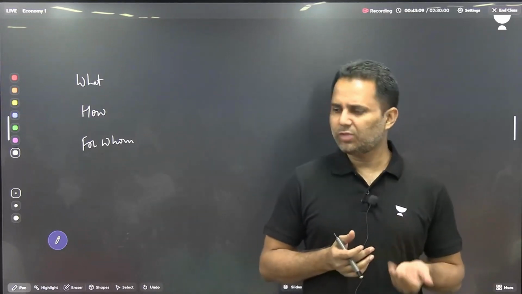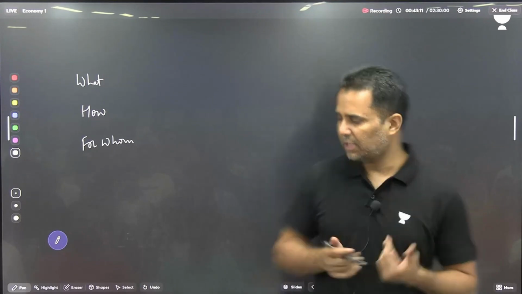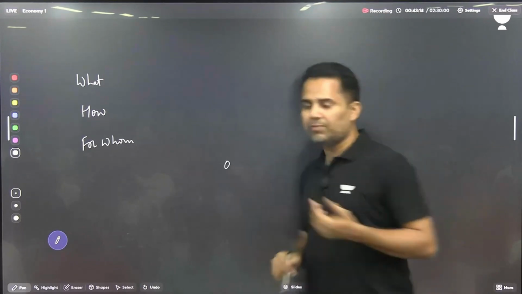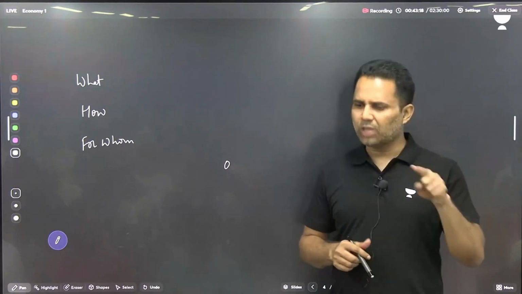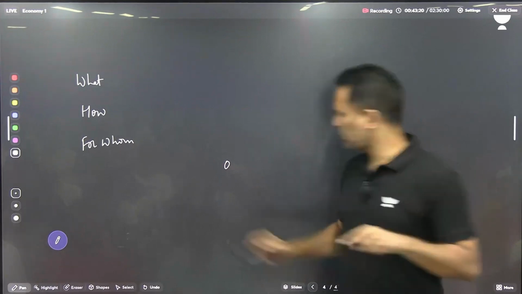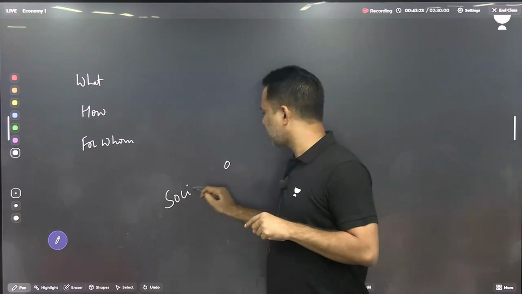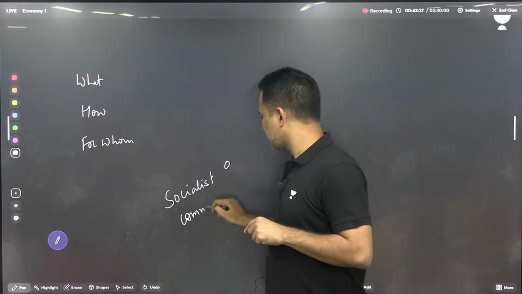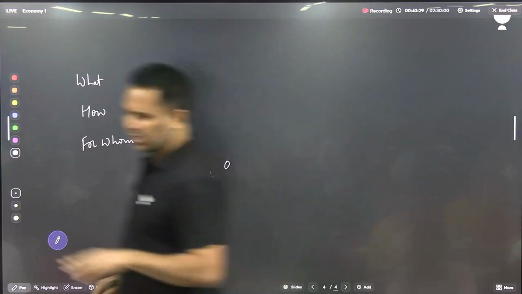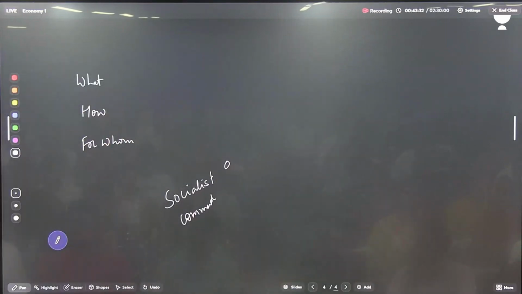If the answer to these three questions is the government, meaning if the government of a country is deciding what should be produced, how it should be produced, and for whom it should be produced, then it is called a socialist economy, or command economy बोलते हैं. If in any country the government is taking all these decisions, then that economy is called a socialist economy, command economy.